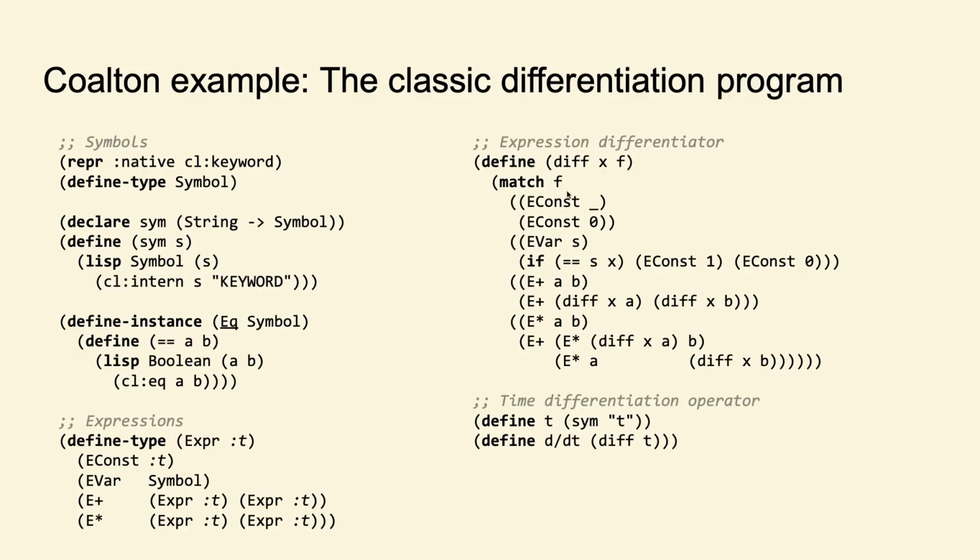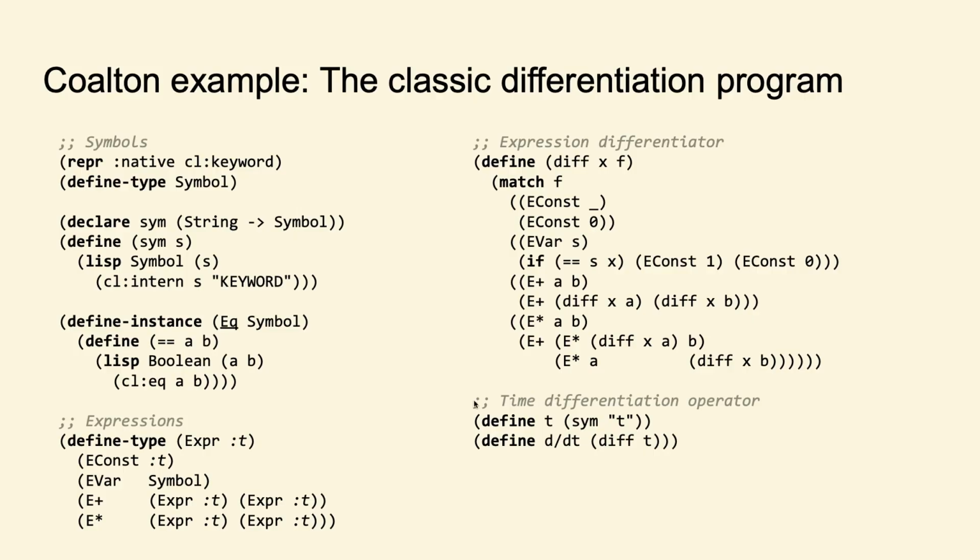We do a pattern match on our input f. If it's a constant, the derivative of a constant would be 0. If it's a symbol, either that symbol is equal to what we're deriving against, which would be 1, or 0, etc. It's the bog standard SICP definition of a differentiator.